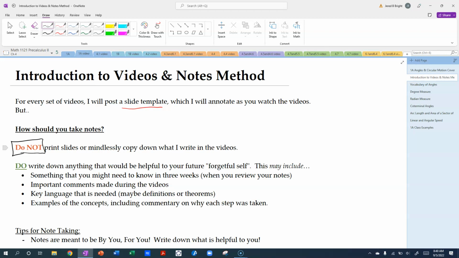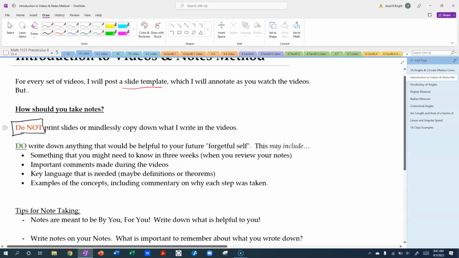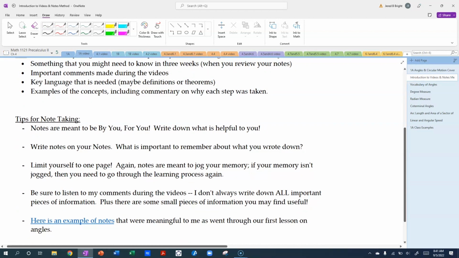Important comments: if I stress anything, I do make those comments in the videos. Any key language, certain terms, pieces of language that you might forget or are really having a hard time with. Examples are always good to copy down if you find them helpful. If you're looking at it and you already know how to do that, then maybe don't copy it down.